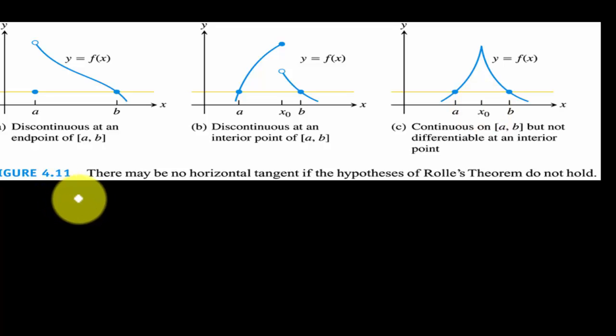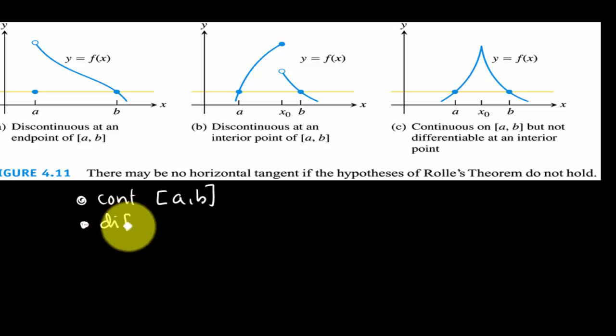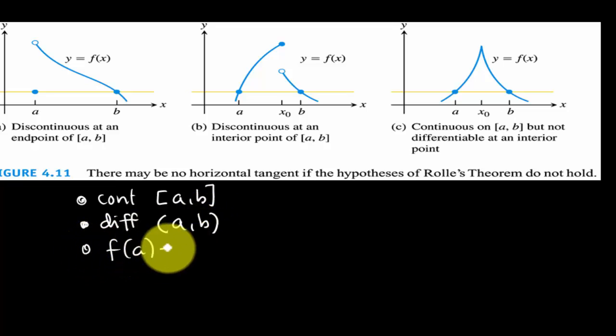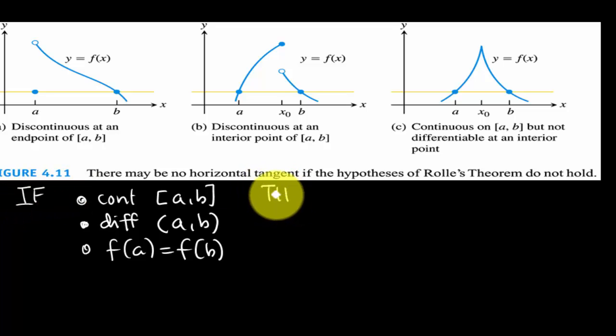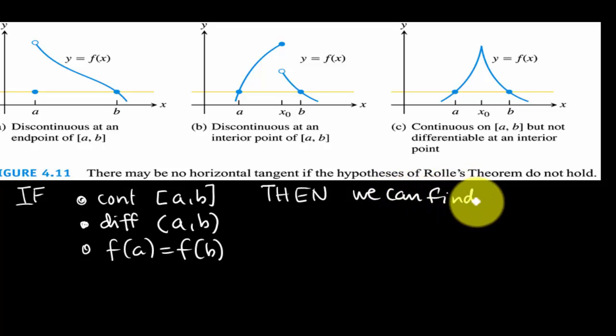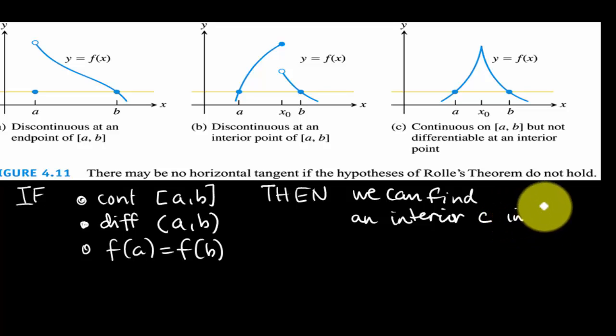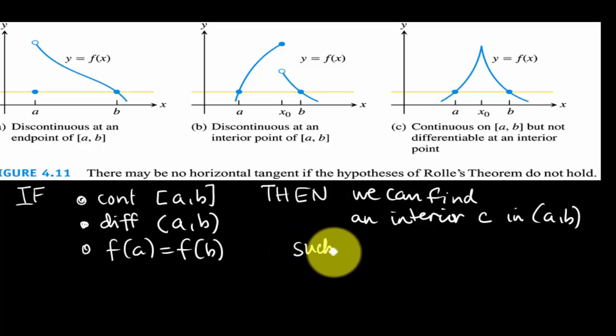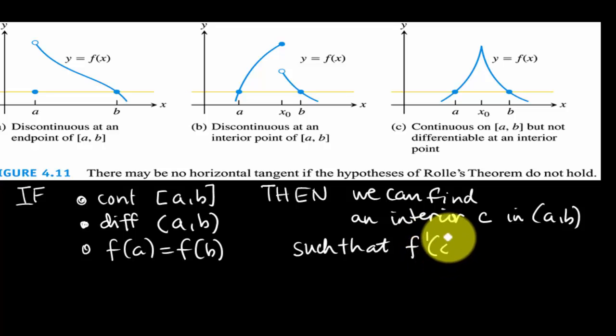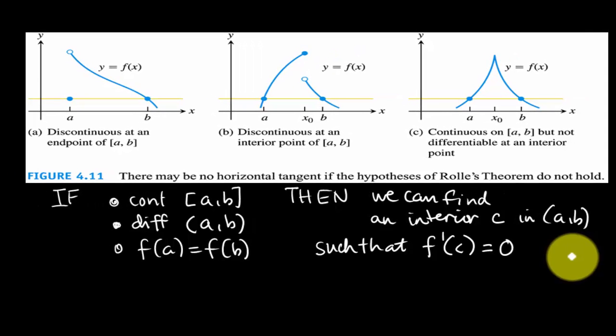So what are the conditions? Let's remember. Continuous on a closed interval AB, differentiable on the interior, and then f of A equals f of B. And what is the conclusion? If these are satisfied, then what? Then you're bound to find an interior point C. That means it has to be between A and B, such that the slope of the line tangent to the curve at C is 0. You have a horizontal tangent line.